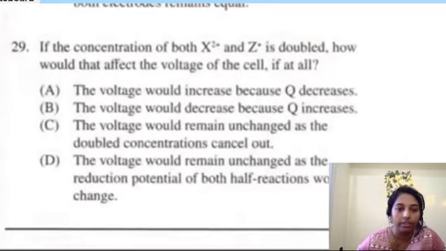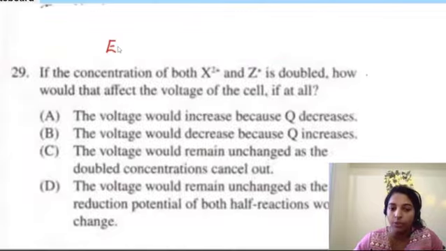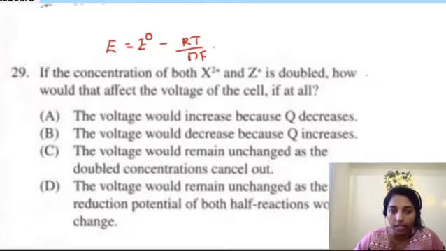Okay. Then the next one. If the concentration of both X2+ and C+ is doubled, how would that affect the voltage of the cell, if at all? Okay, so how is it related with the voltage? We know that the Nernst equation is dealing with a non-standard condition. So E is equal to E0 minus RT over nF ln Q. Is that the Nernst equation?